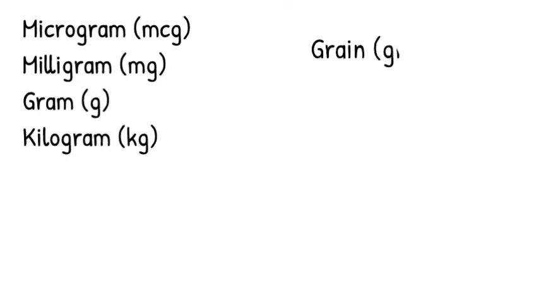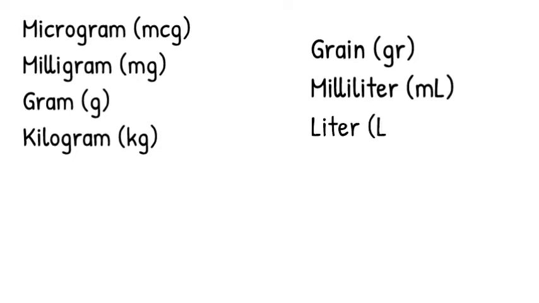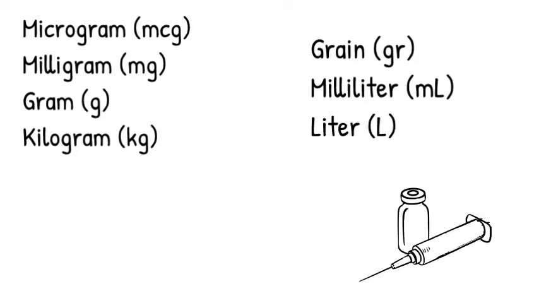Starting with some basic abbreviations that you need to become familiar with. These abbreviations are used quite commonly in the dosing of medication: microgram, milligram, gram, kilogram, grain, milliliter, and liter.